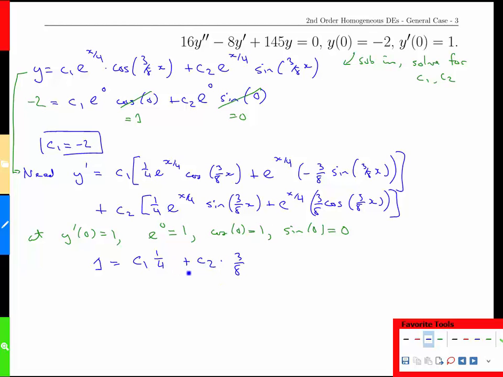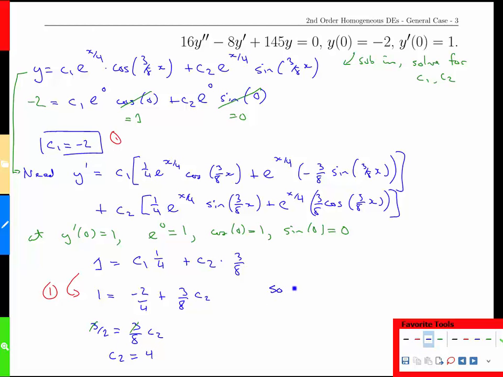So at the end of the day, we end up with this, but fortunately we know what C1 is. So let's put that in next. We'll have 1 equals minus 2 over 4 plus 3/8 times C2. That's a negative a half, so we'll have 3 halves equals 3/8 of C2. 3's cancel. Bring the 8 up, we'll end up with C2 equals positive 4.